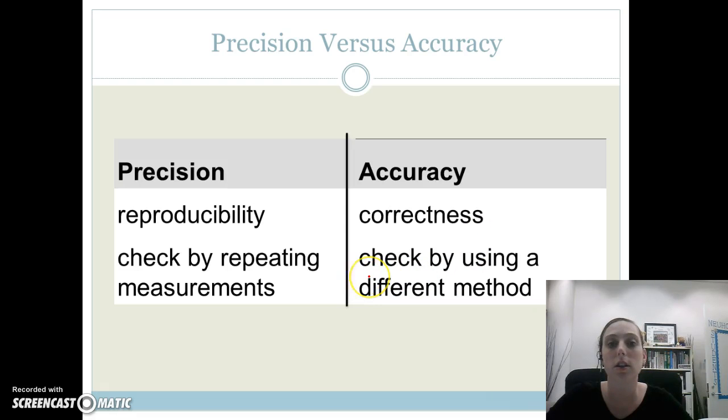So if we're seeing if something is accurate, we actually check to see if it's still the same using a different method or using a different piece of equipment. Scientists do this all the time when they do peer reviews. They look over each other's findings to see, is this accurate? Does this work in other settings as well?